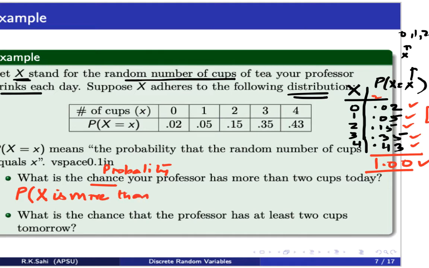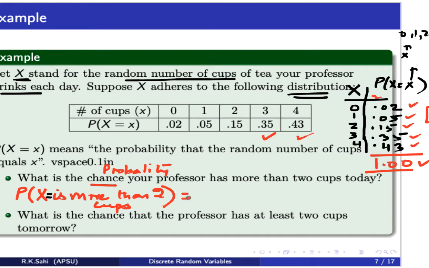This X, guys, is equal to more than 2 cups. That's my event. Remember, probabilities are about the events we're looking at. What is the probability that it's more than 2 cups? So what is the possible scenario? Either X is 3 cups a day, or it's 4 cups a day.